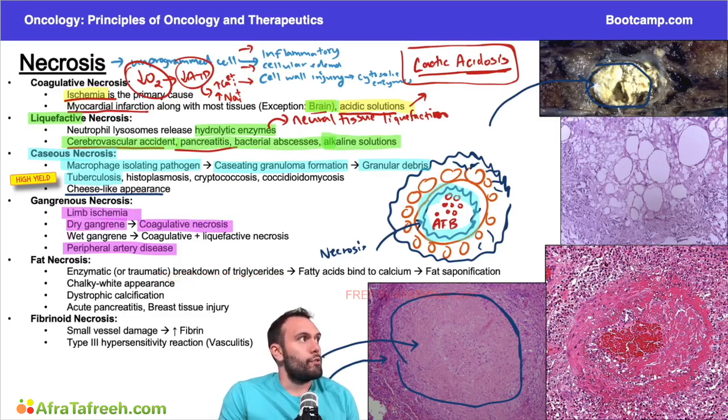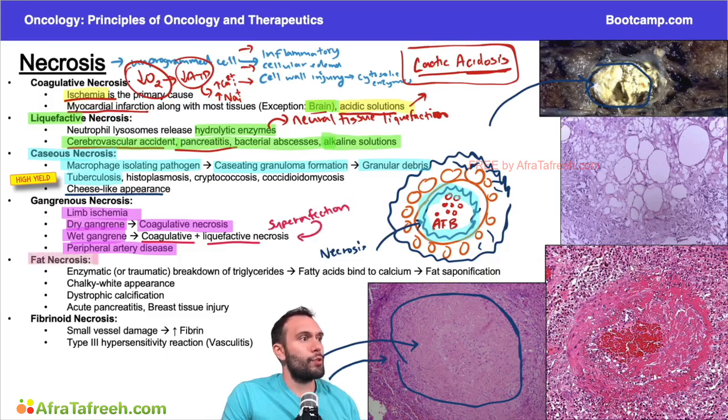Now, if this dry gangrene gets infected, then we would call it wet gangrene because it will have more of a liquefactive appearance. So wet gangrene would be an example of coagulative necrosis from the underlying gangrene, but then there could be a liquefactive component from bacterial hydrolases. That's what we talked about in liquefactive necrosis. So if there's a superinfection of the dry gangrene, that would be very classic for wet gangrene.